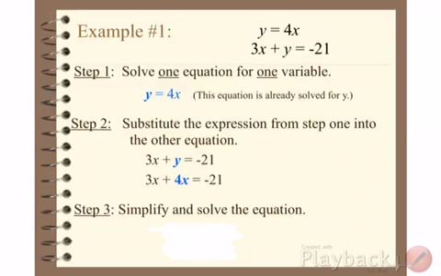So if I say that 3x plus 4x is equal to 7x, and that's equal to negative 21, then I can straight away say that 7 divided into negative 21 is equal to negative 3. So my answer is x is equal to negative 3. That's only one variable of the solution. Now I have to go and find the other.